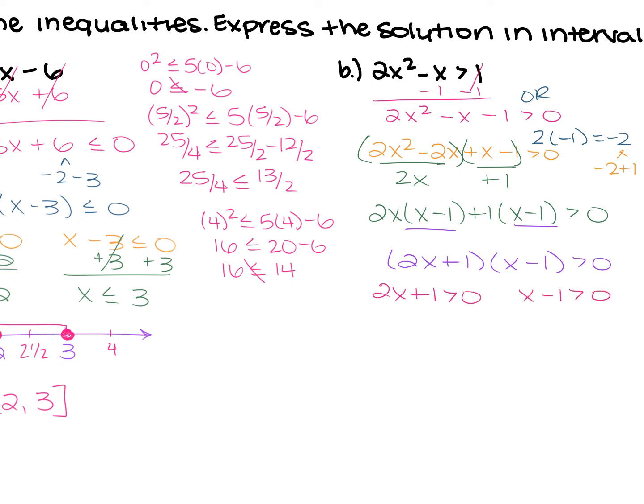With the 2x plus 1 is greater than 0, we're going to subtract 1 over. We have 2x is greater than -1. Then we divide each side by the 2 to get that x is greater than -1/2. For the x minus 1 is greater than 0, add your 1 over. You get that x is greater than 1.